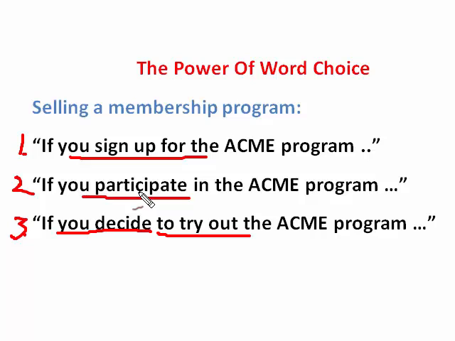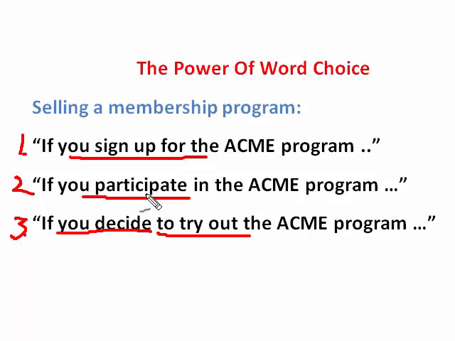Whereas when you ask them to participate, you give the idea that you are the teacher, they are the students, and so now they're in this group, and you're giving them permission to participate in that group. Here, when I'm saying now you can try out, I'm giving them the power to decide whether they want to be in the group or not.